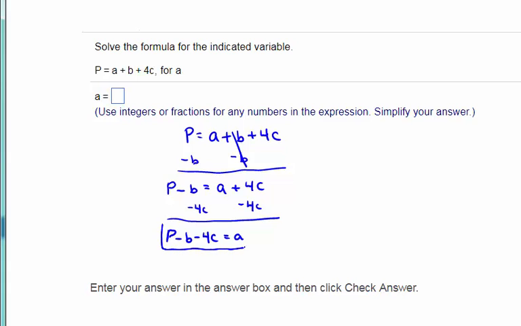But this is going to be our answer. This is an equation that has been solved for A. We see that we have A by itself on one side, and we have all the other variables on the other side.